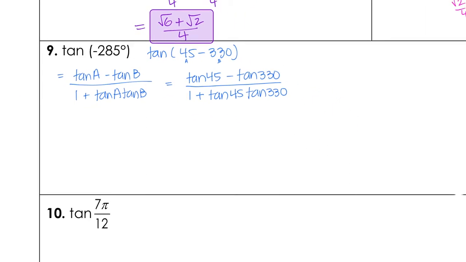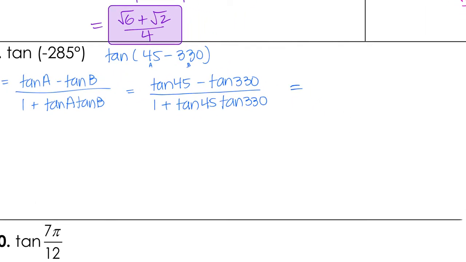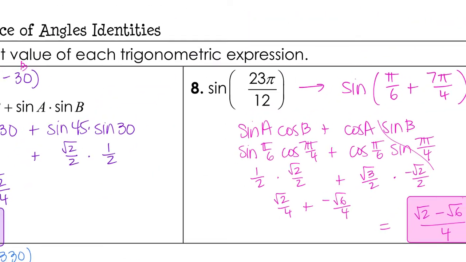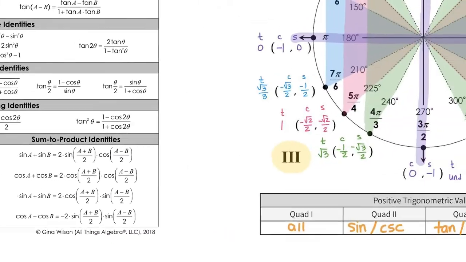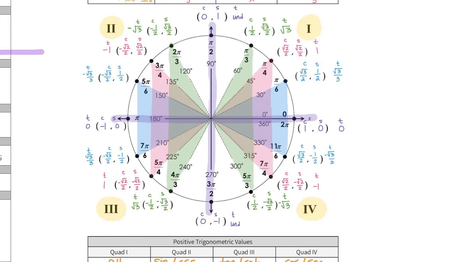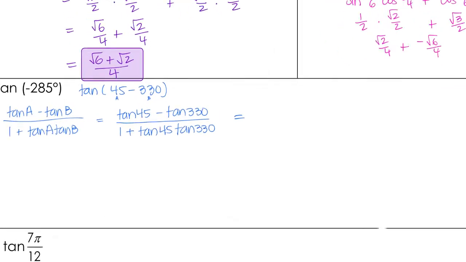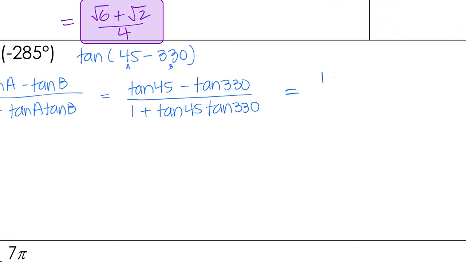Okay, so for this one, we really only need to find two things, tangent of 45 and tangent of 330. So let's look at our unit circle. Here's 45. Tangent is just 1. Here's 330. Tangent is negative square root of 3 over 3. So 1 minus negative square root of 3 over 3 over 1 plus 1 times negative square root of 3 over 3.